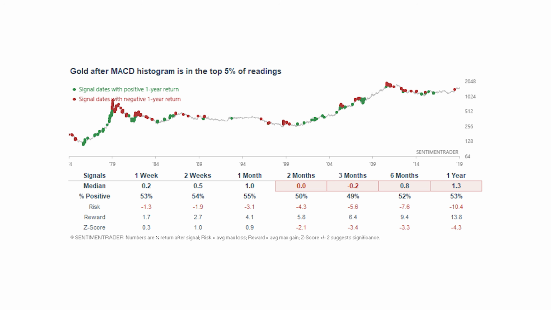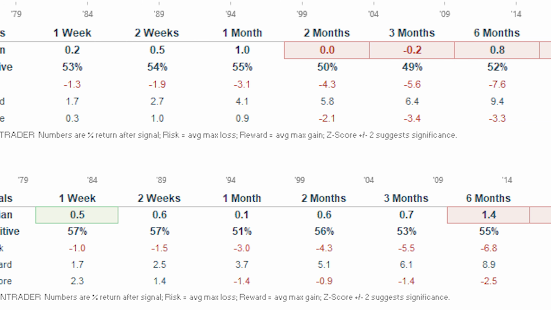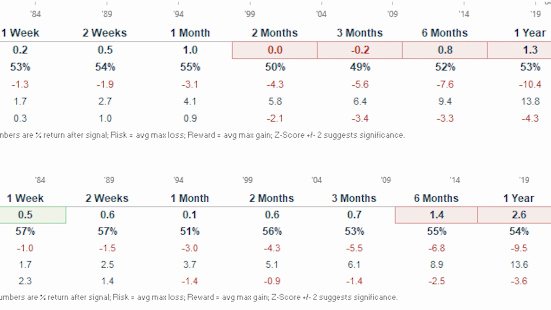Here's the results for gold. These are the top 5% of the readings, these are the bottom 5% of the readings. Overall, from these results, there wasn't really a statistical edge for using the MACD strategy in gold.